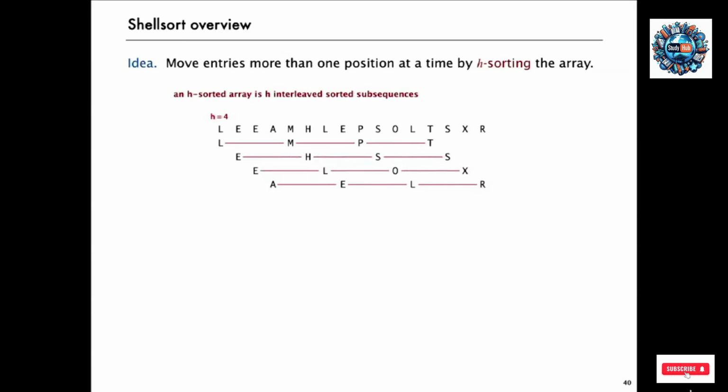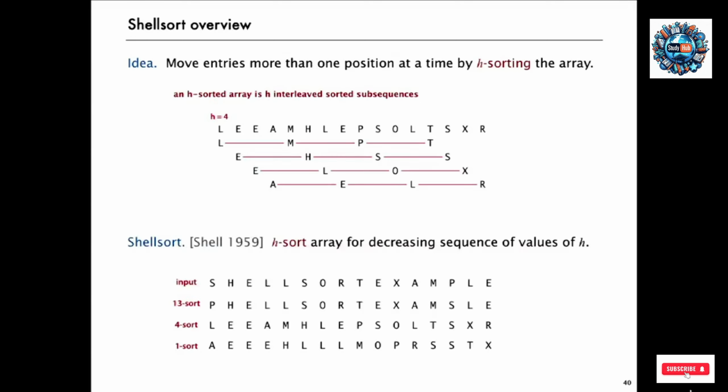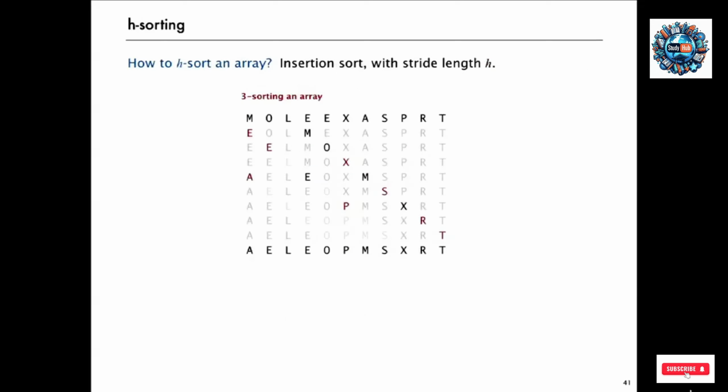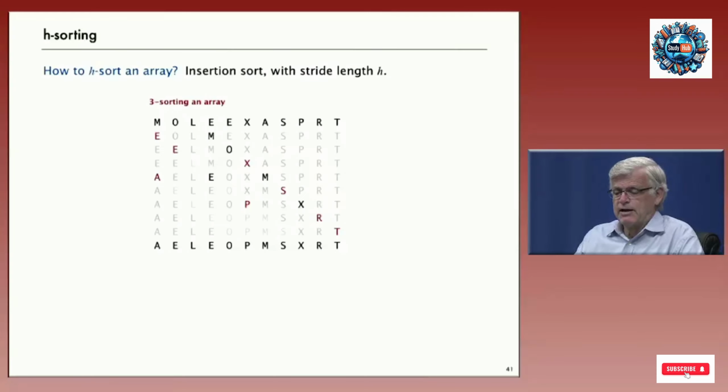That's a 4-sorted array. And what we're going to do is implement a sorting method that H-sorts for decreasing sequences of values of H. This is one of the oldest sorting methods, invented by Shell in 1959. So in this case, it starts out with the input example shown, and then a 13-sort, a few items are moved, a 4-sort, a few more are moved, and then finally a 1-sort. And the idea is that each of these sorts can be implemented with only a few exchanges, given that the previous ones happened.